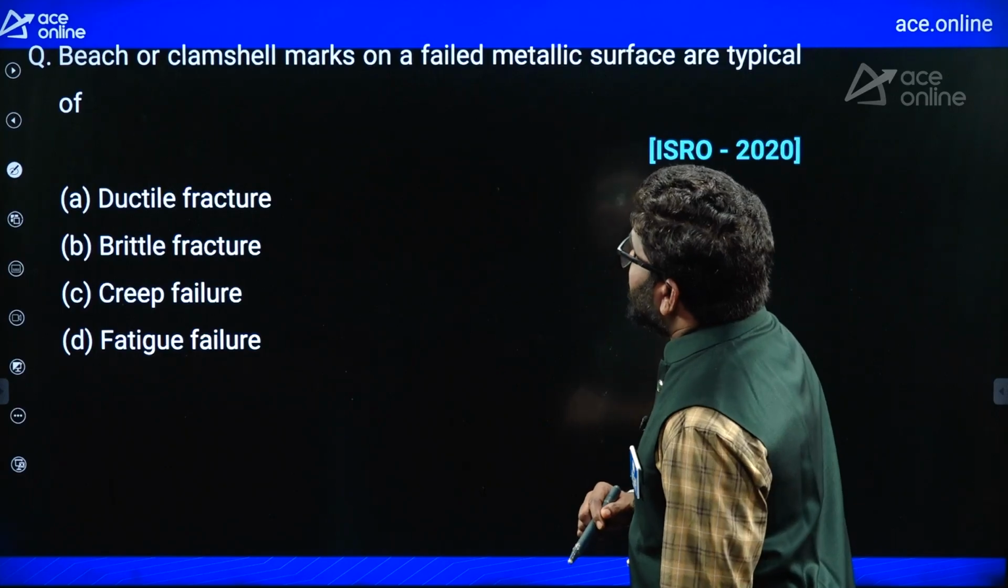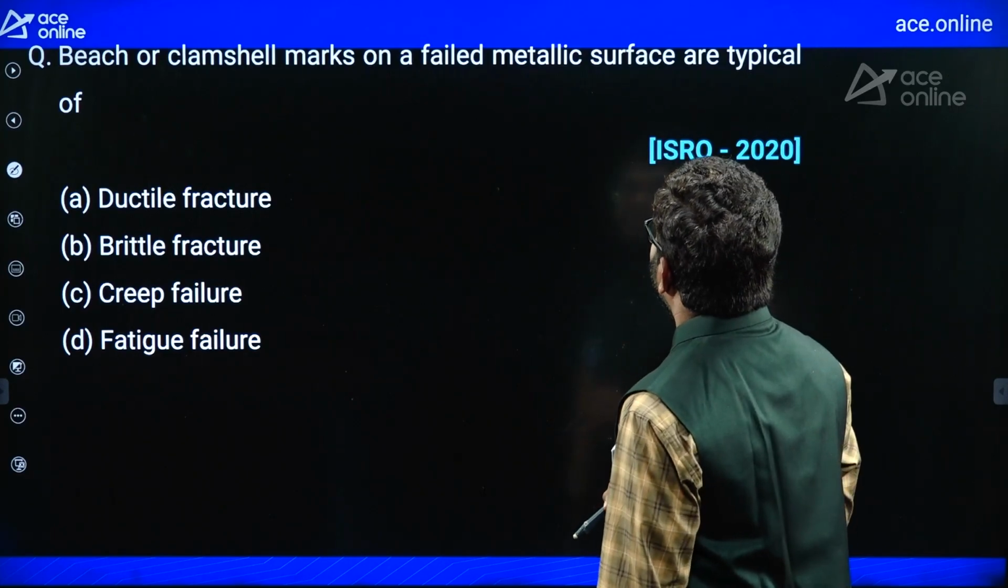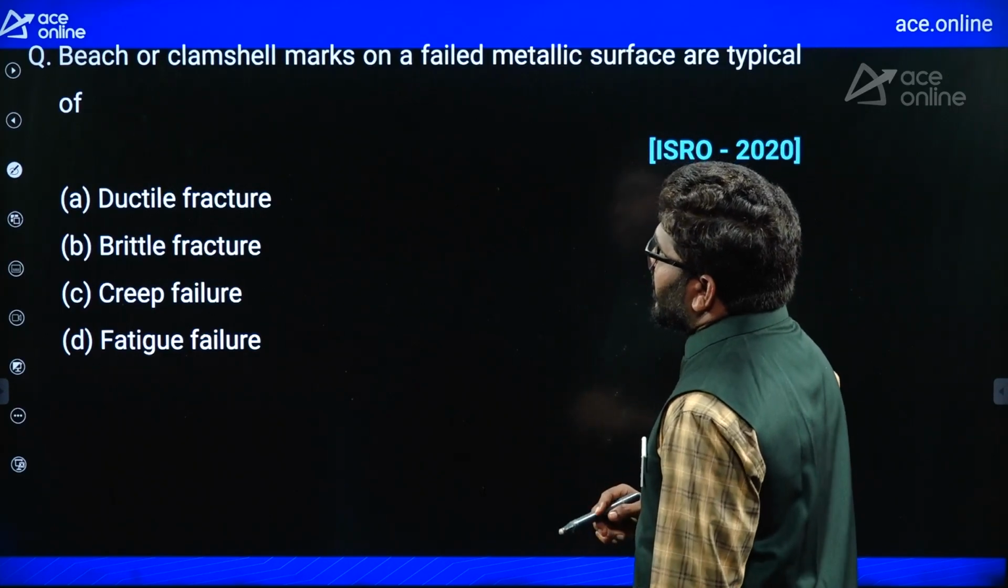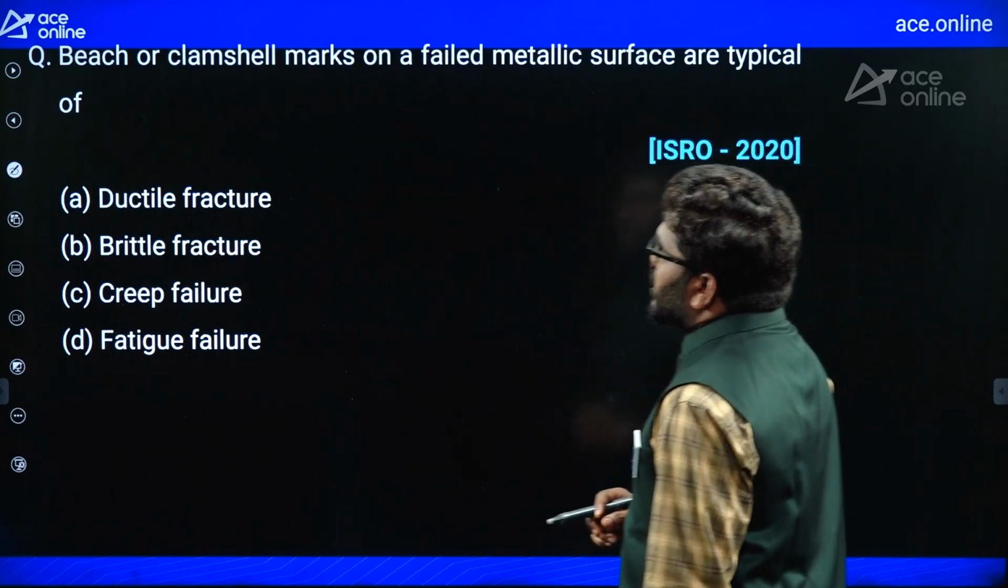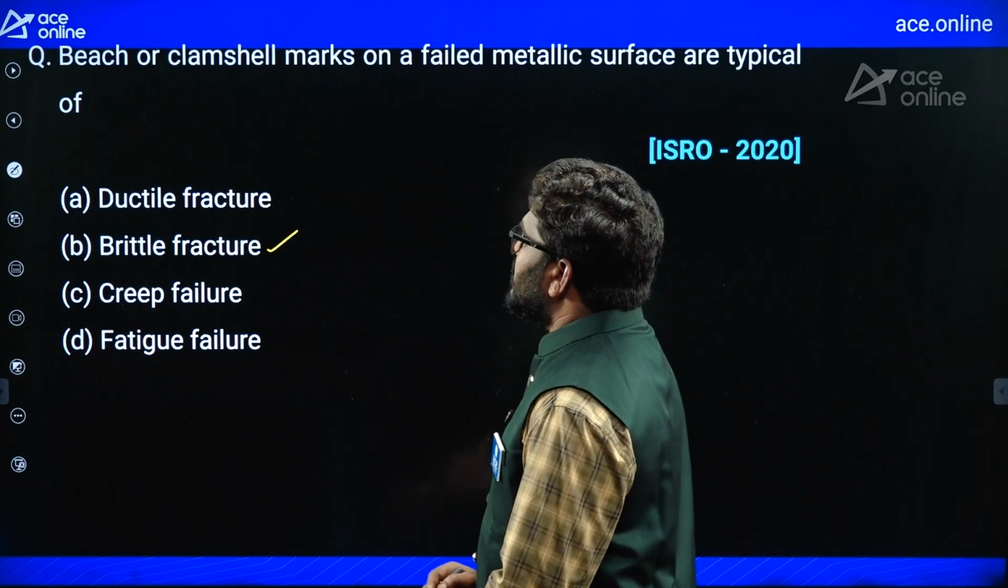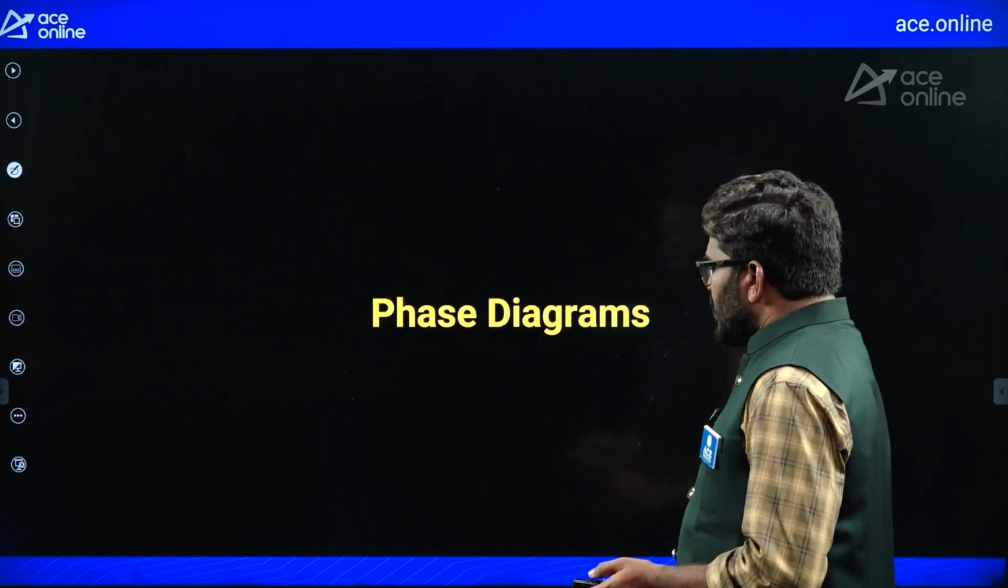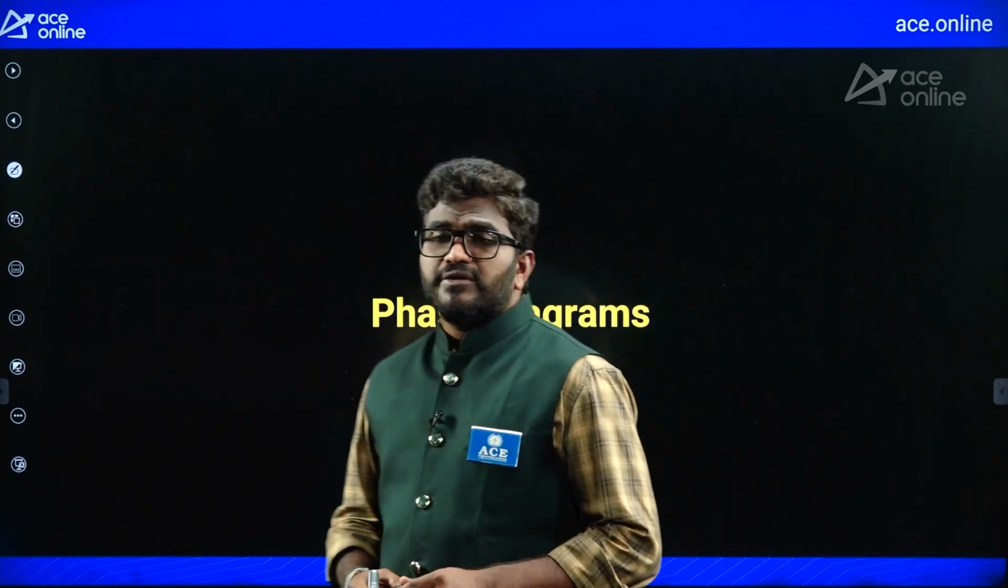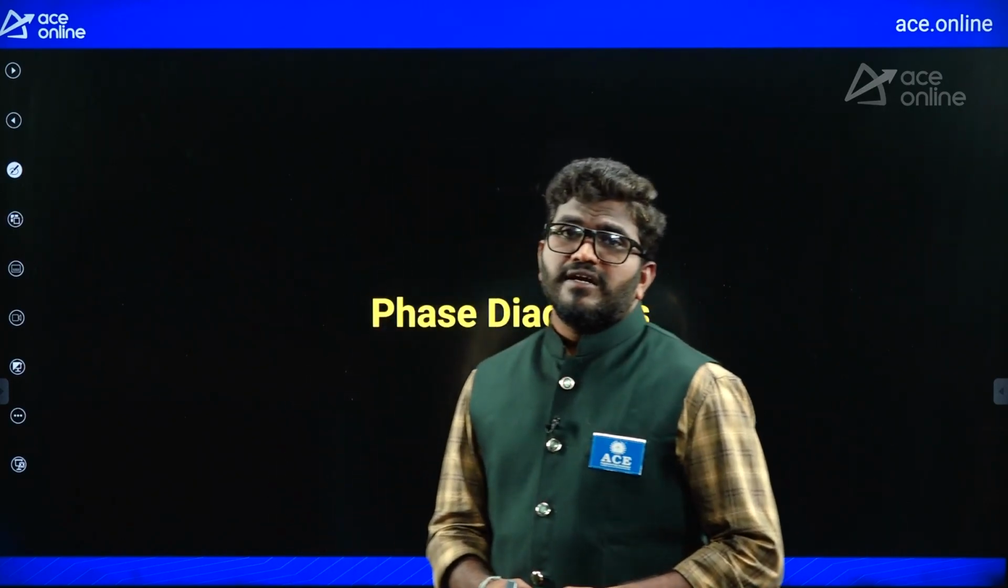Next, beach or clamshell marks on a failed metallic surface are typical of fatigue failures. B is the correct answer. So these are the questions related to the material properties and testing.